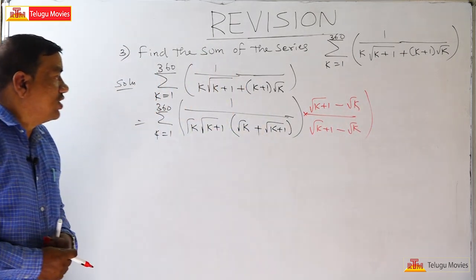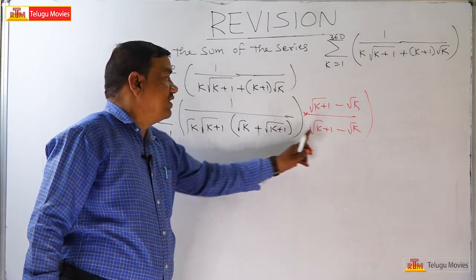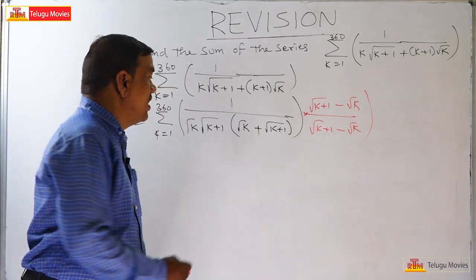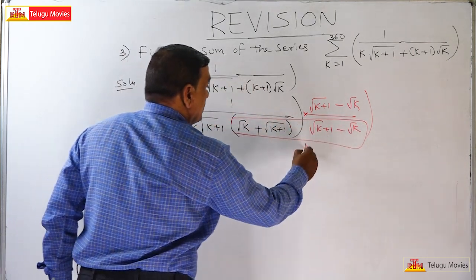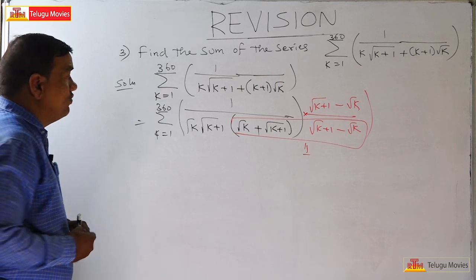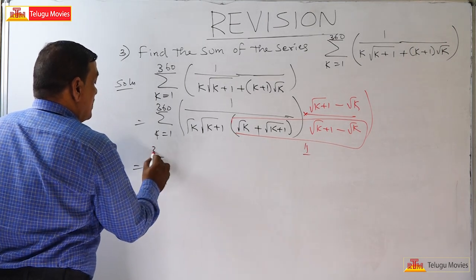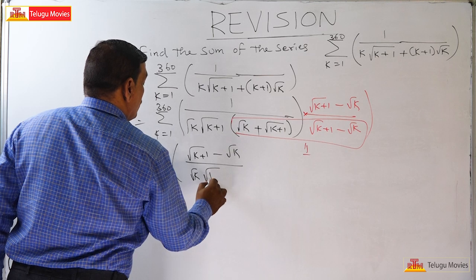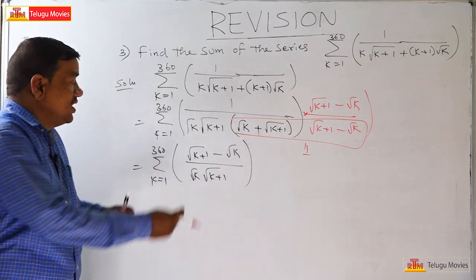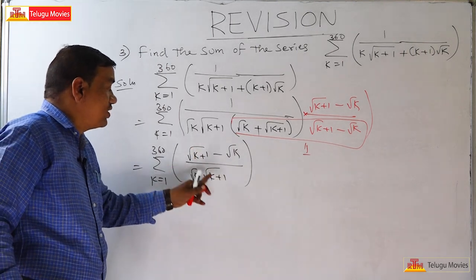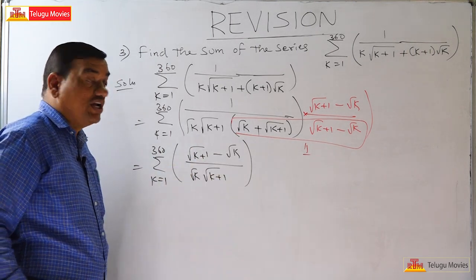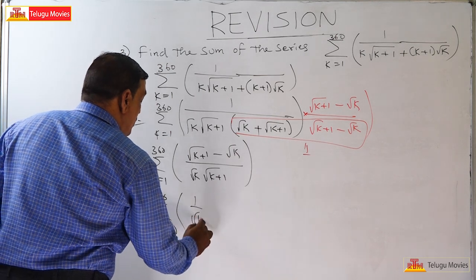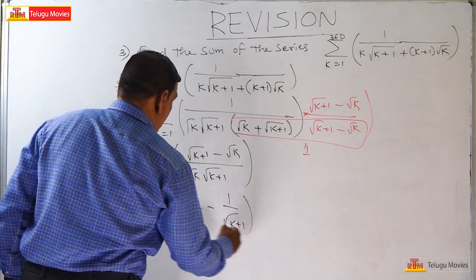Now, if I multiply the denominator, what happens? (a plus b) into (a minus b) is a square minus b square, that is (k plus 1) minus k, which is 1. Up to here, you will get 1. Understand? In the numerator, you will get, this is sigma, k runs from 1 to 360, root of k plus 1 minus root k, by root k into root of k plus 1. Now, let us separate the denominator for both the terms. Root k plus 1, root k plus 1 cancel. Root k cancel. So, what remains here? Sigma, k runs from 1 to 360, 1 by root k minus 1 by root of k plus 1.